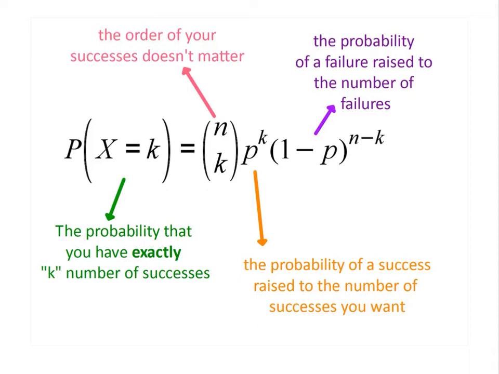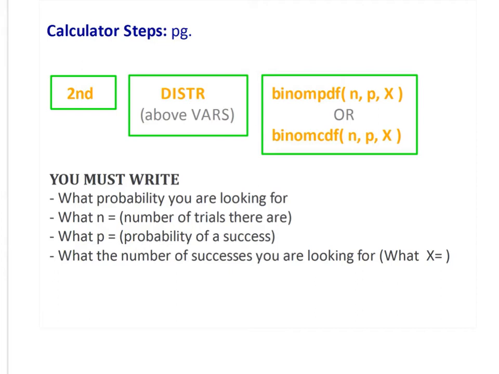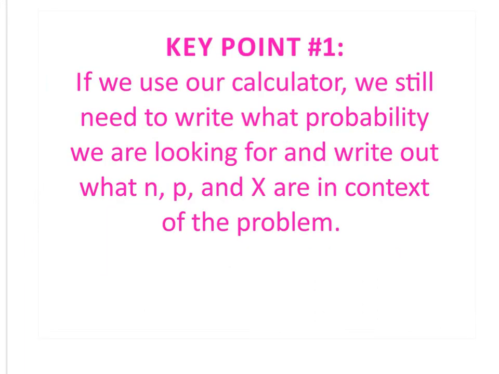So we broke down this formula into the four pieces, but we also did calculator steps. We said that your calculator is going to have some awesome tricks and tools to help you be successful. And this is page 394, the calculator steps. So make sure that you get these calculator steps down. Also note you must write what you're doing. You can't just write this. You have to define your variables, and we worked through that in class. So key point 1: if we use our calculator, we still need to write what probability we're looking for, and write out n, p, and x in context of the problem.